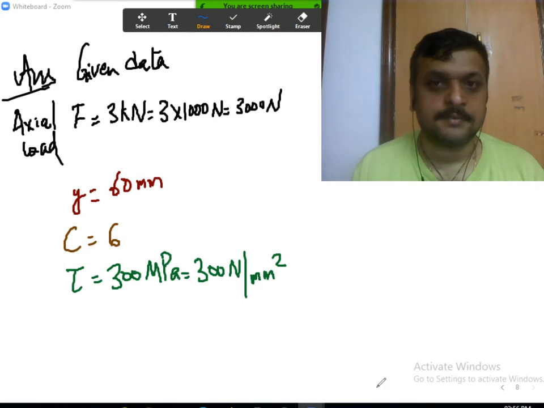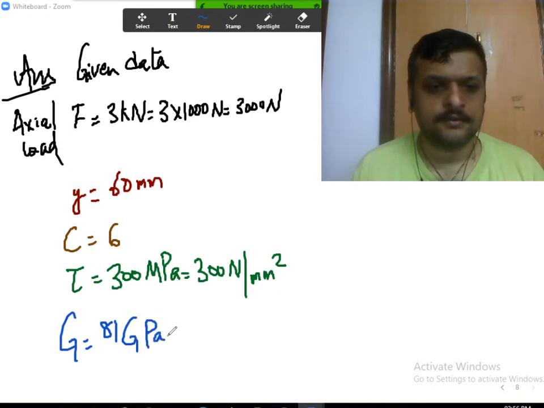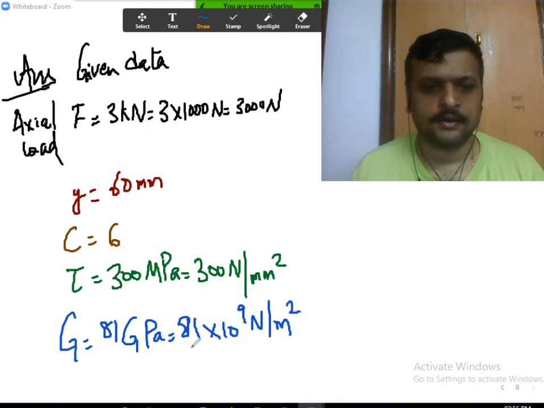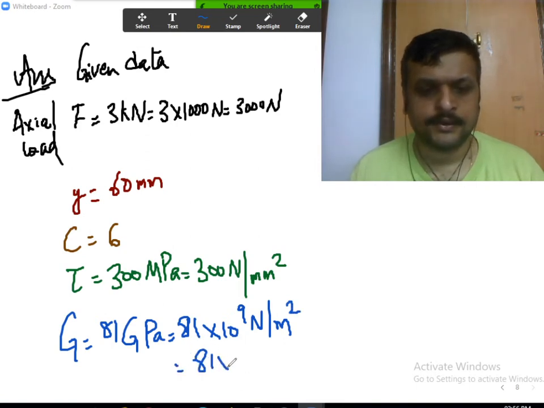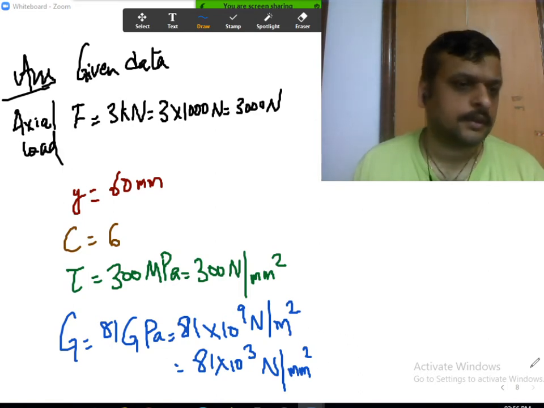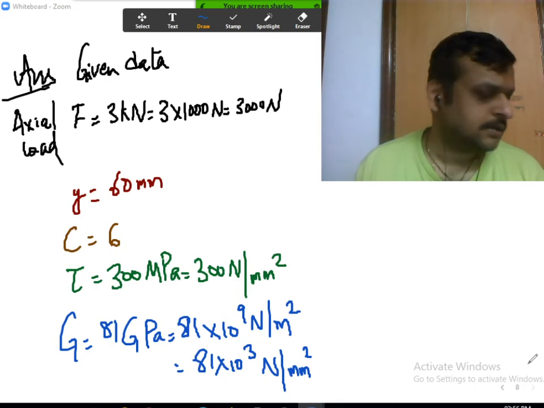Rigidity modulus capital G equals 81 gigapascal, which is 81 into 10 power 9 Newton per meter square. So this will be 81 into 10 power 3 Newton per mm square. So that is the given data: F, y, C, tau and G.